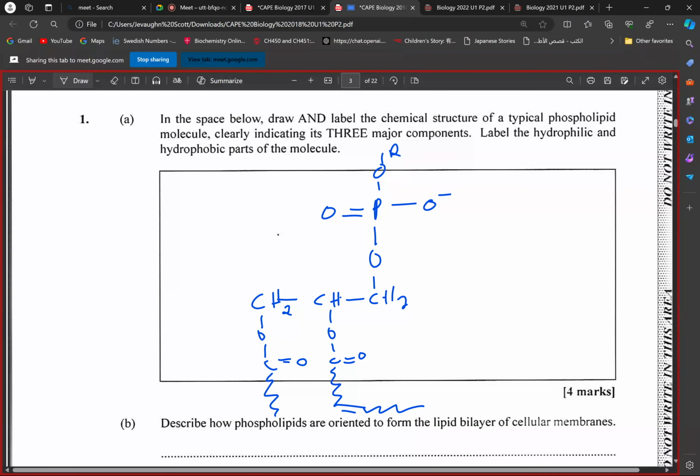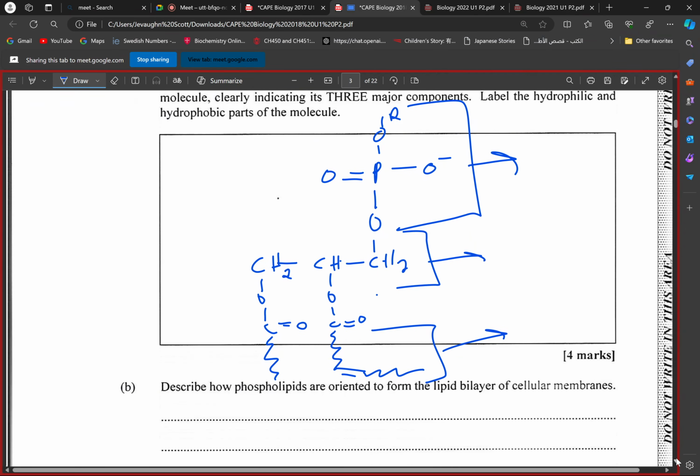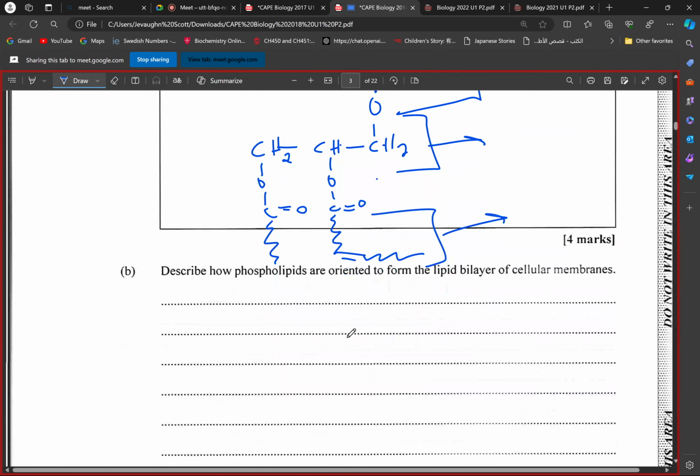And here we have the structural components of the phospholipid. So you have your phosphate group, and the R group would basically be the choline structure. You'd have your glycerol as well as your fatty acid tail or chains. All right, that should be lovely. Describe how phospholipids are oriented in the bilayer. So how are they oriented within the bilayer?